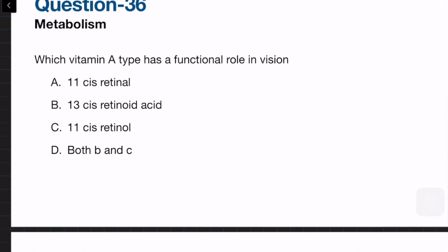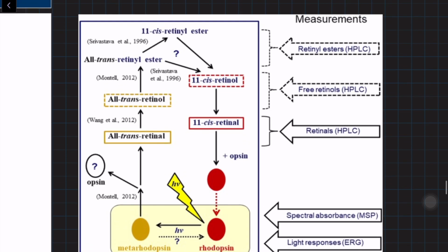Which vitamin A type has a functional role in vision? The answer would be 11-cis retinal. This isomer has the function of detecting vision. So how it happens is, from retinol it forms retinal, and when opsin is added, it forms rhodopsin.